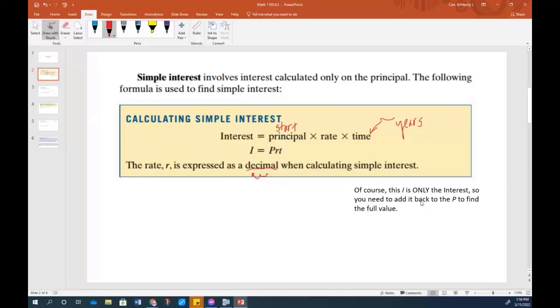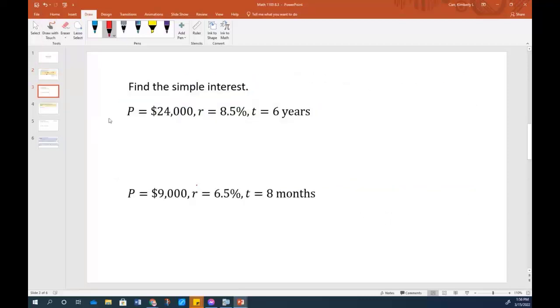Now, I do have a note down here that I is only the interest, so you would have to add it back to your principal if you wanted to find out the full value of the loan, and we will do that in a couple of slides. But first of all, what's the interest? So again, our formula is going to be I equals PRT.